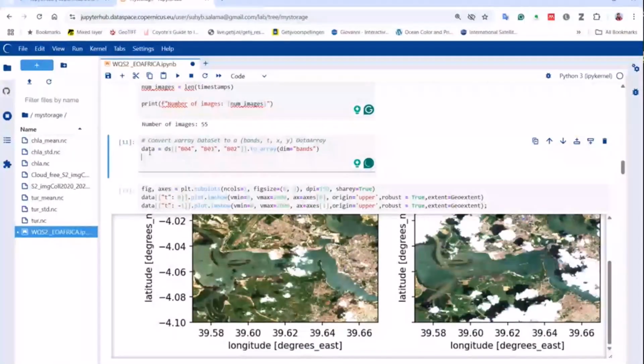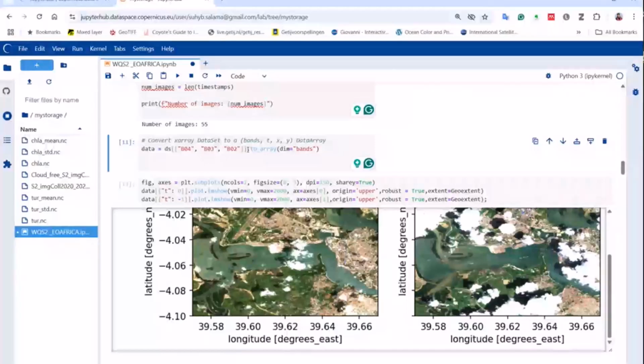So you visualize the band 4, 3, and 2. If you remember, I can show you the slide again, but band 2 is basically the blue band. Band 3 is the green, and 4 is the red. So basically you are visualizing blue, green, red. So it's kind of a true color composite.